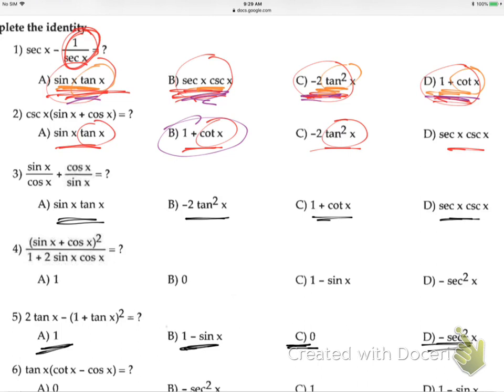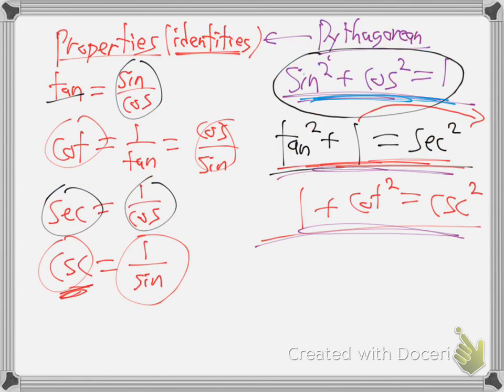Secant squared. Remember the property? Secant squared is 1 plus tangent squared. Think, oh, if I can get a 1 plus tangent squared, I got something kind of like that. That'll be secant squared.